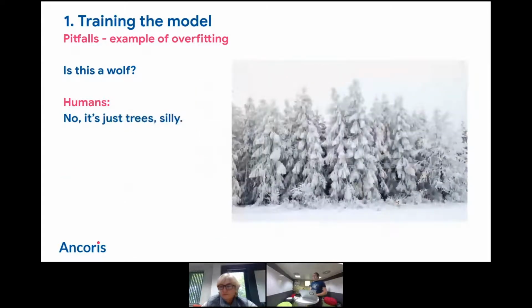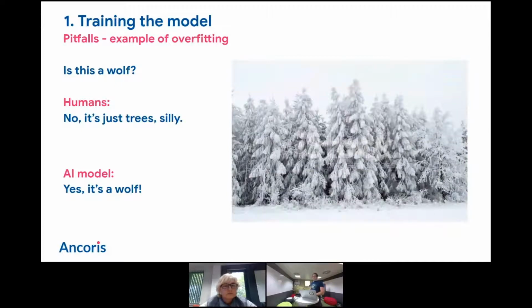There were even images where I didn't bother with a poll. Is this a wolf? Well, clearly it's just trees, silly, ridiculous. The AI model says yes, it's a wolf, because again, it's looking at snow-covered trees, pine trees, etc., where wolves live. So it's highly likely there's going to be a wolf in the picture. So you have to be really careful with overfitting. As I say, it's a real-life example, but there are many others.